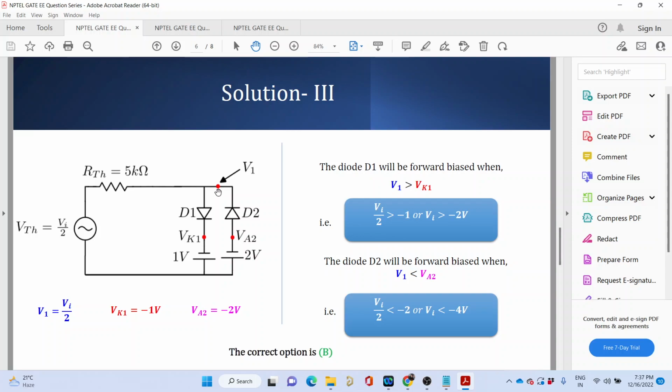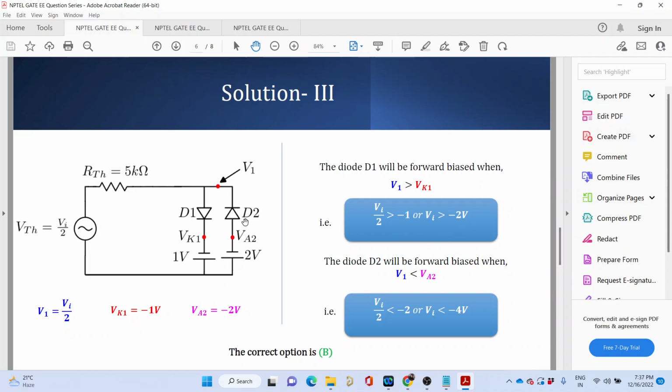Now see, for D1 to conduct, Vi by 2 must be greater than minus of 1 volt. This is what I have written over here. Vi by 2 must be greater than minus of 1 volt. Do you understand? Now, Kirti, where have you committed the mistake? Yes, sir. So Vi has to be greater than minus of 2 volt.